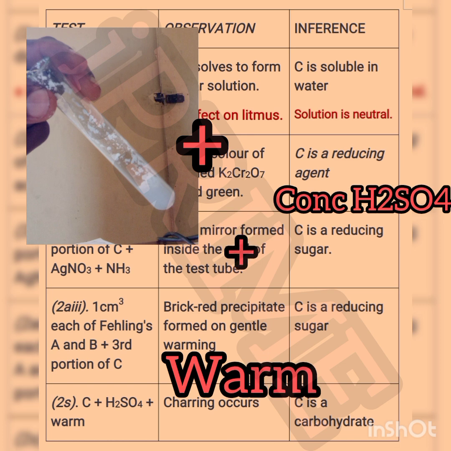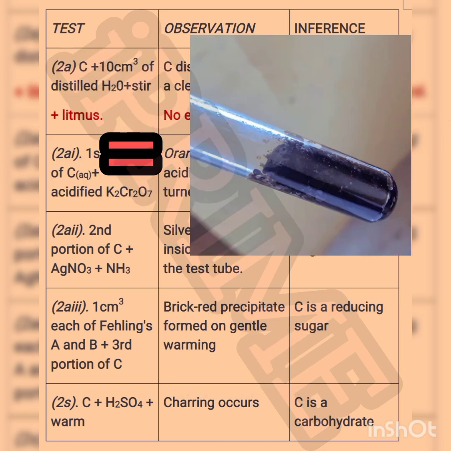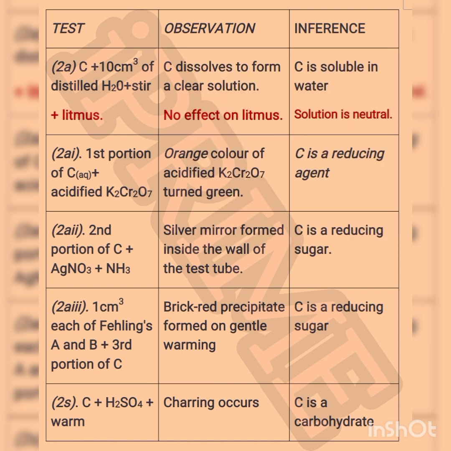That's under our test. Under our observation, you will see that charring will occur. The compound will char, that is, turn to something like charcoal, turn black. That's charring. Then you can write under your observation: compounds that produce charring on adding H2SO4 are compounds that contain carbohydrates. So under our inference, C is a carbohydrate.